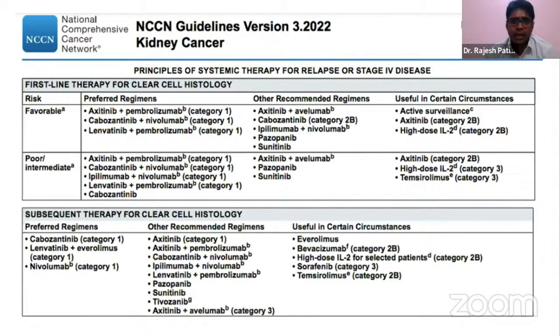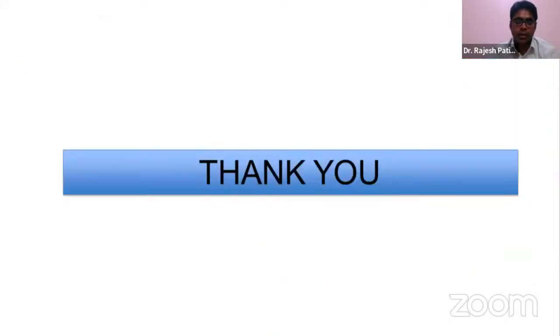So these are the various regimens approved by NCCN. First, in favorable risk we have axitinib with pembrolizumab, cabozantinib with nivolumab, lenvatinib with pembrolizumab. All these 3 combinations are category 1 recommendations. And in poor and intermediate risk, we have axitinib plus pembrolizumab, cabozantinib with nivolumab, IO combination like ipilimumab with nivolumab, lenvatinib plus pembrolizumab, and cabozantinib. Now, in sequence, if we see the subsequent therapy for clear cell histology, various drugs have been approved, and this will be discussed in the next session by Dr. Asati. Thank you.